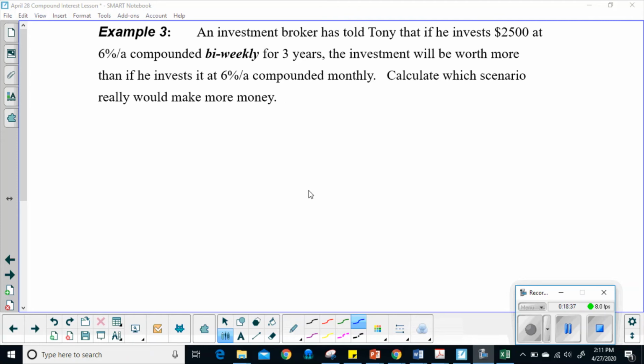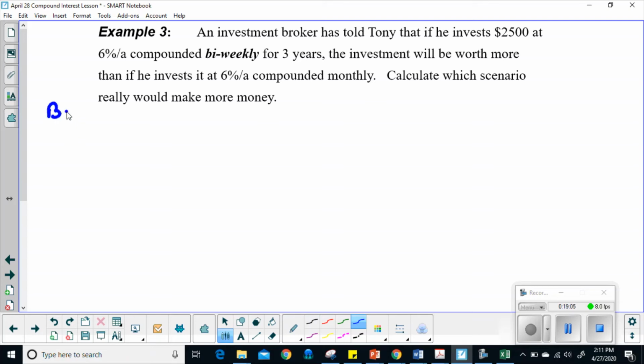All right, let's look at example 3. So we have an investment broker who's talking with Tony. Tony has $2,500 available to invest. We're going to invest at 6% per annum, and we're going to look at 2 different investments. One is going to compound monthly, one is going to compound bi-weekly, and they're both going to last for 3 years. So we need to figure out which one's going to give us more money. So let's figure this out.